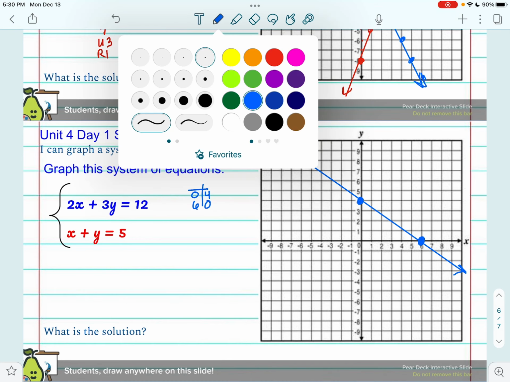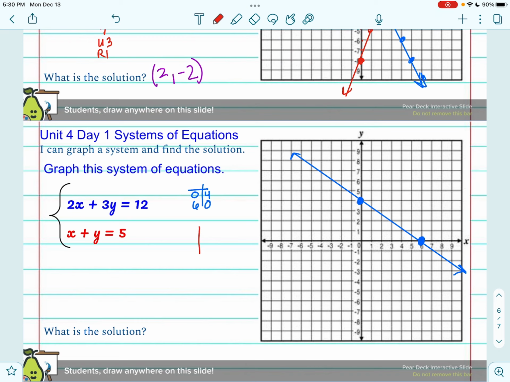Okay, the next one is also in standard form. Okay, some of us might choose to subtract x from both sides. And you could totally do that, or you could make a table. Okay, so either way is acceptable.